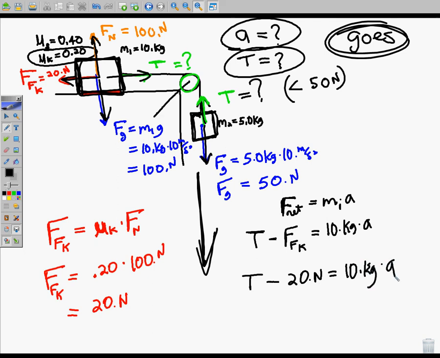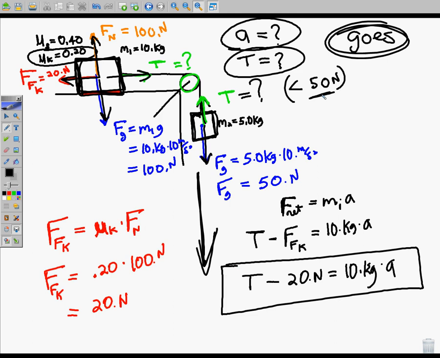But we also know what T is. No, we do not know what T is. All we know is that it's less than 50, now that it's going. Because if this object stayed, then what would T be? Oh, right, 50. But it's not staying, it's accelerating down. So we know T is less than 50, but we don't know what it is though. So we have two unknowns, can't just solve it there.